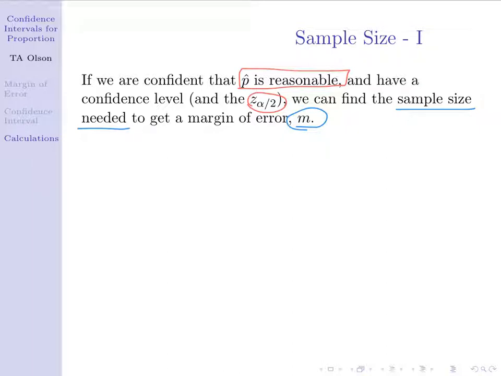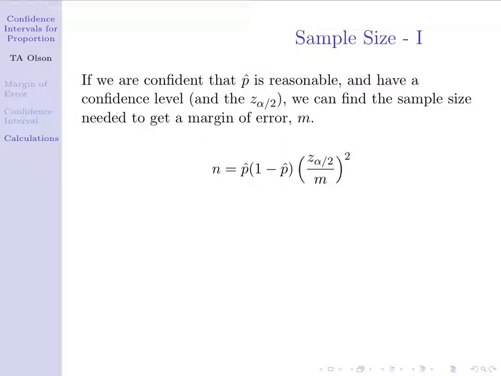The calculation we end up with is that our sample size is going to be our p hat times 1 minus p hat times our critical value divided by our allowable margin of error, and then we square just this piece. Okay? This part was under the square root with the n, so we don't need to do anything else with this. It's p hat times 1 minus p hat, and then we square this fraction.